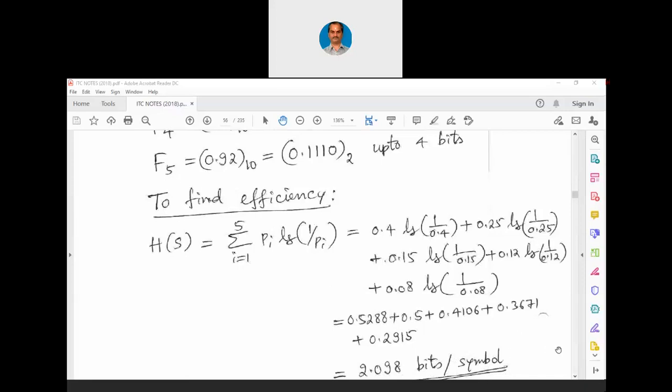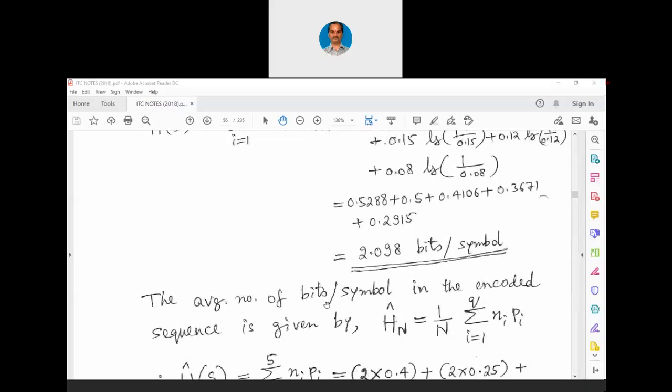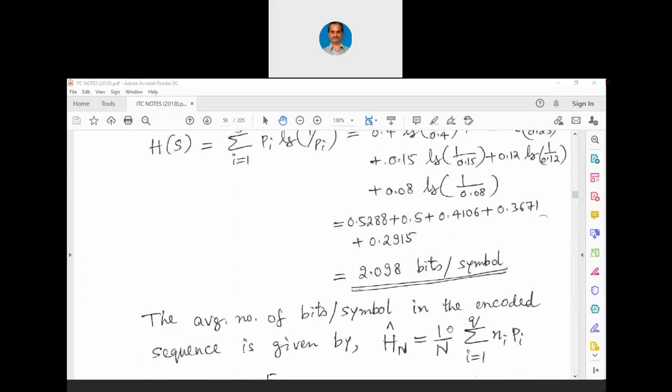If we have to find out the coding efficiency, we have that particular term I mentioned, H cap of S. That is where we have a summation of the number of bits in a code along with its probability. So that is the average number of bits per symbol in the encoded sequence, given by H_n cap equals 1 over n summation of i equals 1 to q of ni into Pi. Please remember, this is the average number of bits per symbol in the encoded sequence.